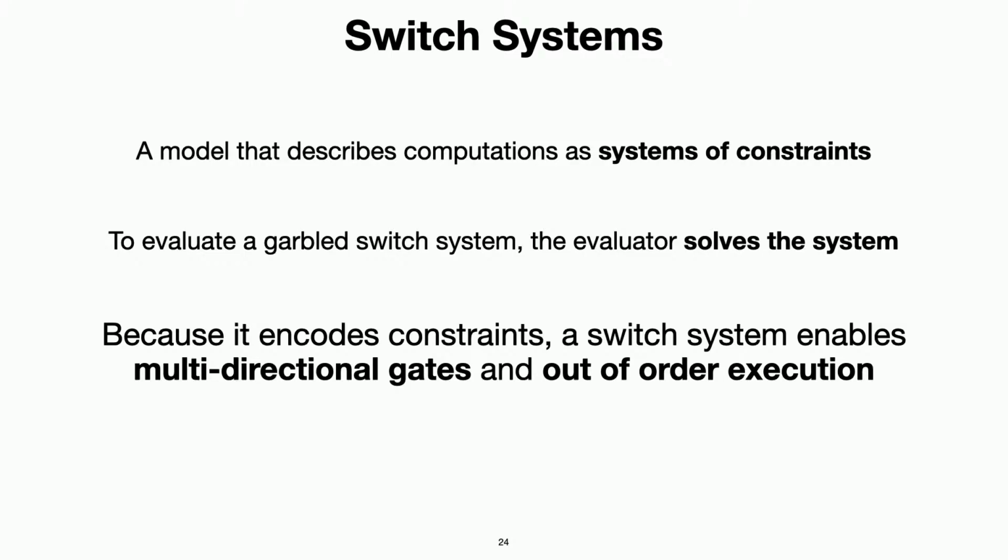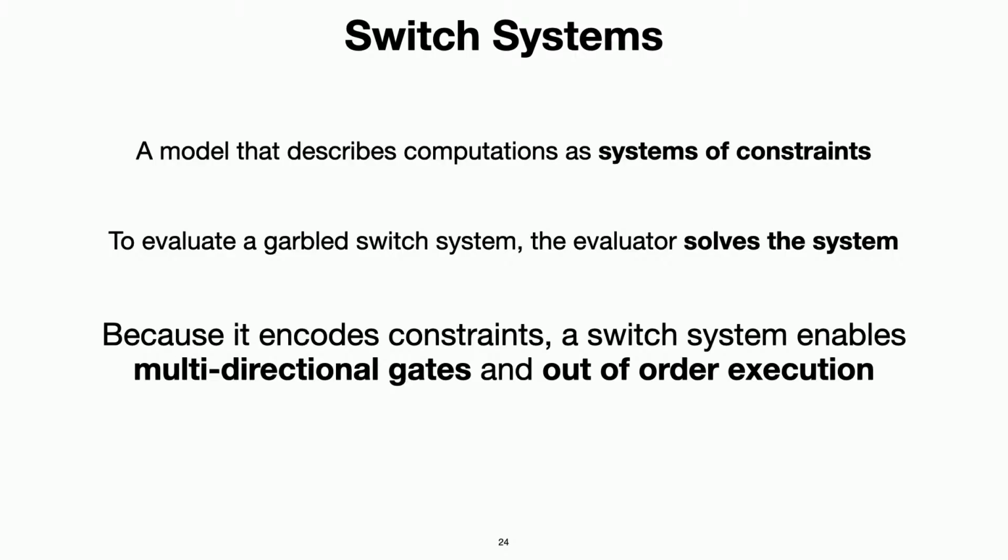All right, so with that background, I can now tell you about what a switch system is. First of all, a switch system is effectively a circuit model of computation. There are wires, there are gates, okay? And each of those gates performs some kind of primitive action on the wires and computes some small part of the overall computation.